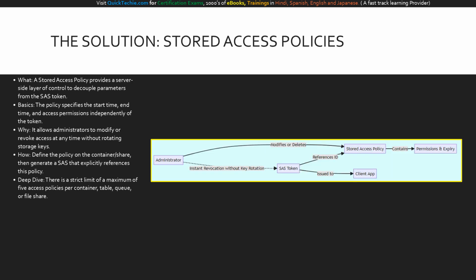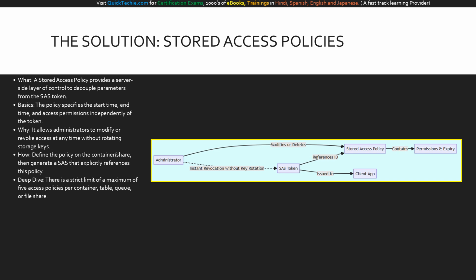To solve the severe limitations of ad hoc tokens, Azure provides stored access policies. What are they? A stored access policy provides an additional layer of server-side control by decoupling the parameters from the SAS token itself. The basics are simple. You specify the start time, end time, and permissions inside the policy, not the token. Why is this the ultimate solution? Because if a token is compromised, you simply edit or delete the stored access policy to instantly revoke access, all without touching your storage account keys.